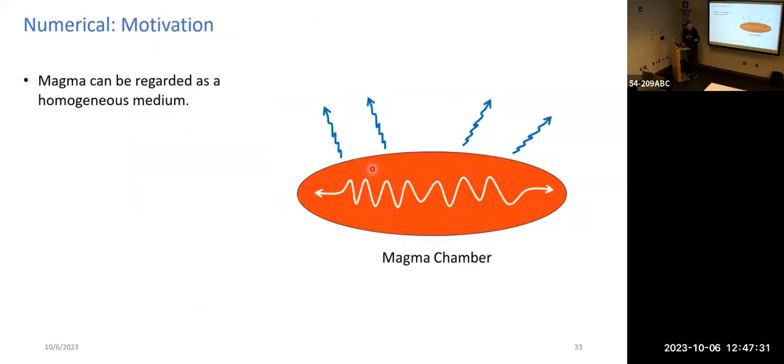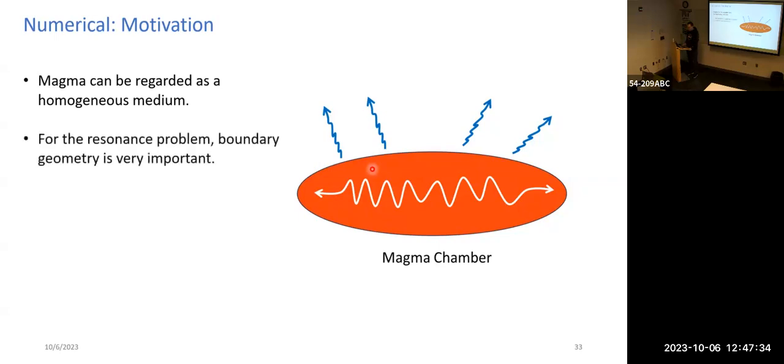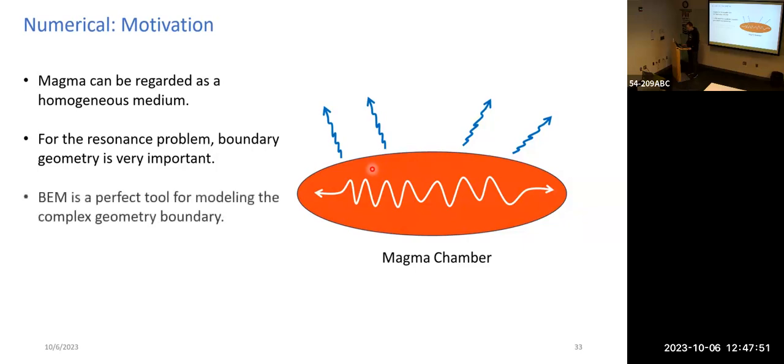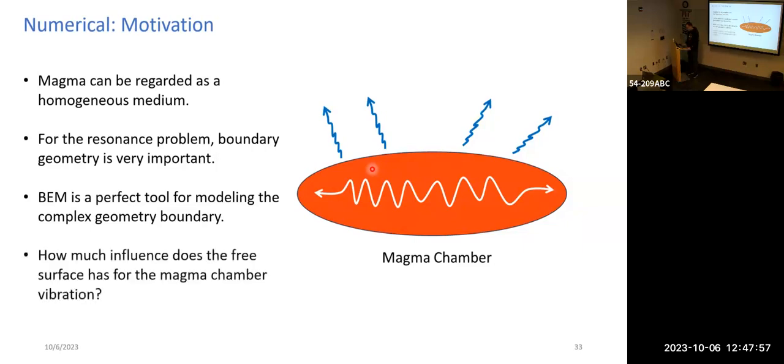And my motivation is that the magma can be regarded as a homogeneous medium, and for the resonance problem, the boundary geometry is very important. So Bernard and Schmidt just adopted the spherical model or the crack model. That is a very simple geometry. But if we have a complicated geometry, we need more dedicated numerical tools. And the boundary element is a perfect tool because it's focused on the boundary geometry. And my point is that after we add the half space, the free surface, how much influence does the free surface cause to the resonance of the magma chamber.